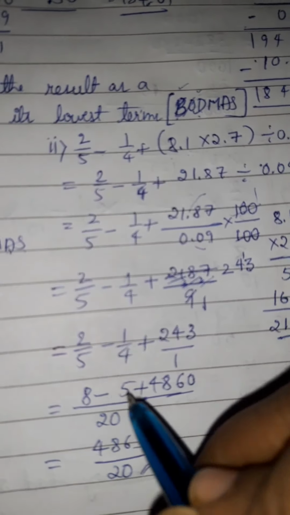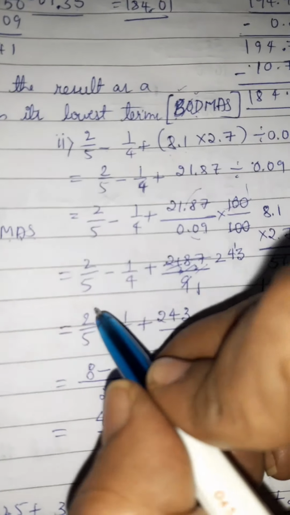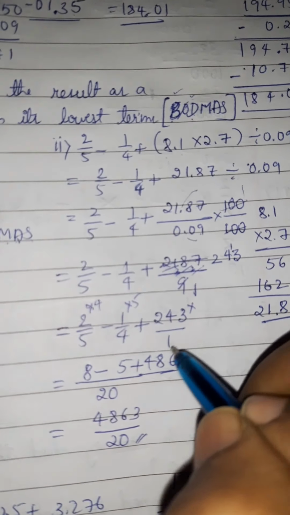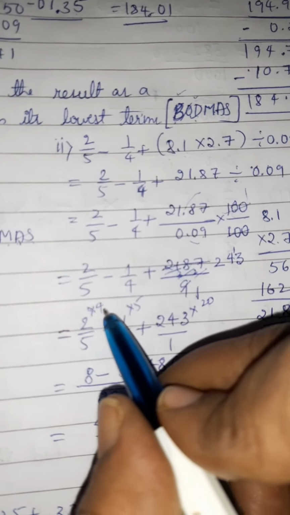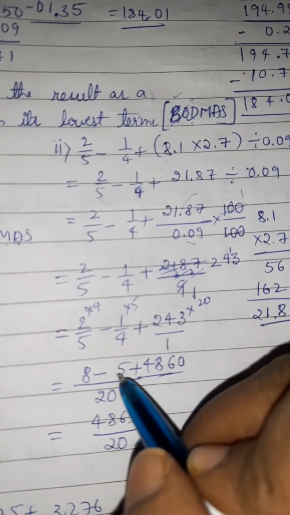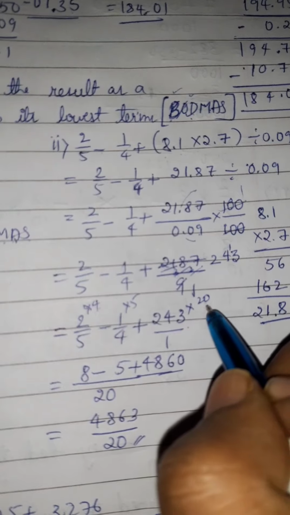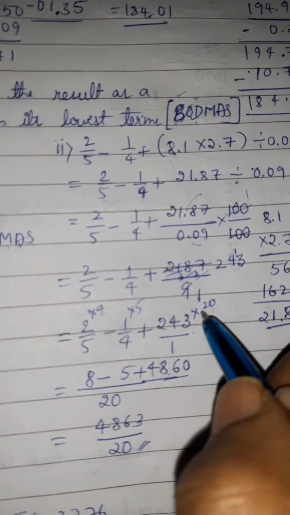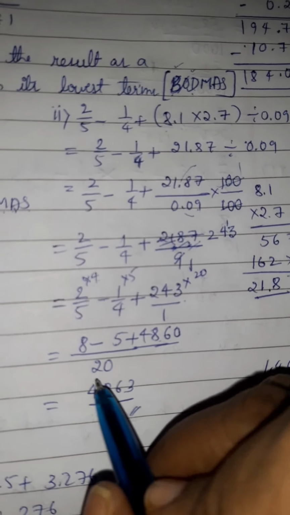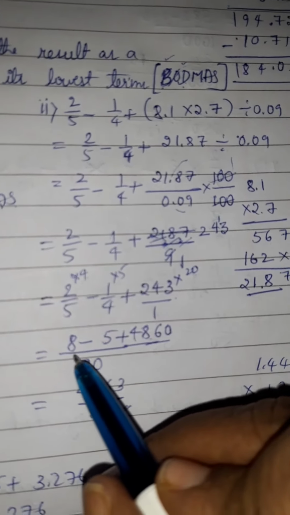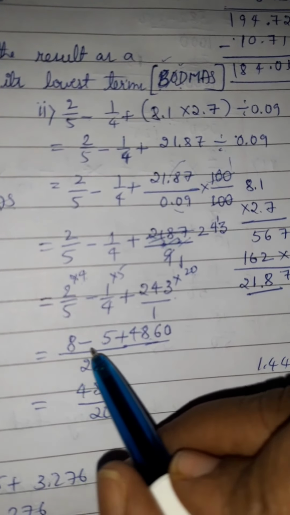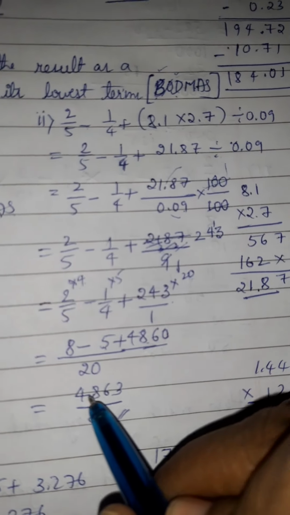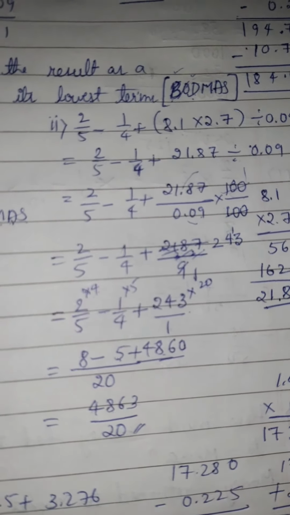Take the LCM. 5 and 4 LCM is 20. 5 fours are 20. 4 fives are 20. 1 twenty is 20. 2 fours are 8 minus 1 five is 5. 243 into 20. 1 0 as it is. 2 threes are 6. 2 fours are 8. 2 twos are 4. Now we have to solve. You can first subtract 8 minus 5 is 3, and 3 added to 4860 is 4863 divided by 20.